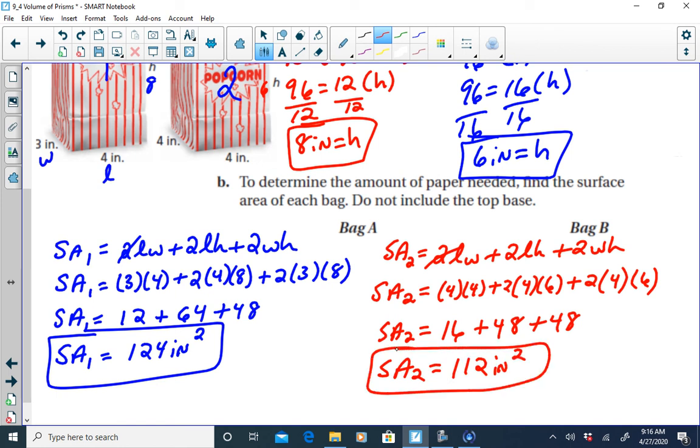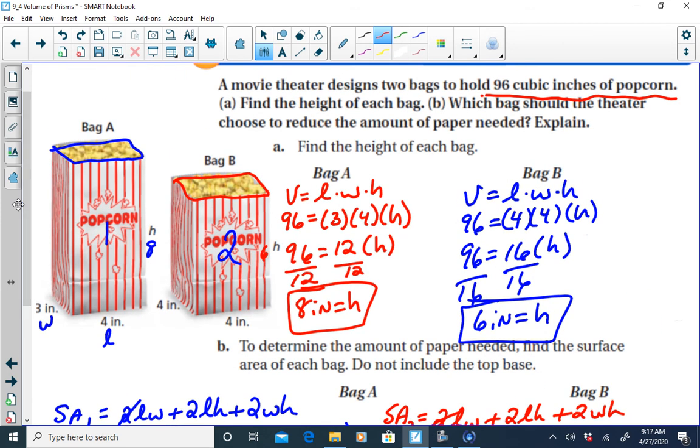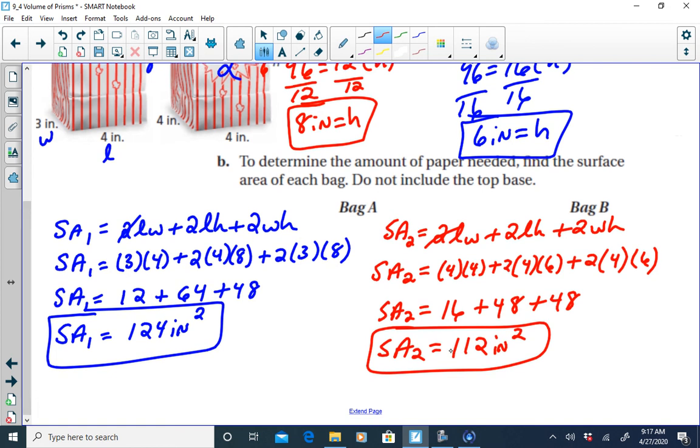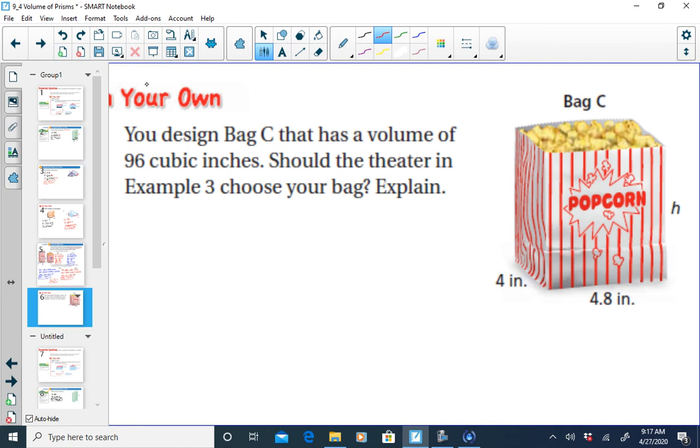So if we are making these bags of popcorn as a company and we want to have a volume of 96 cubic inches for our popcorn, but we want to use less paper for that 96 cubic inches, we would choose bag number 2. So for part B, we want to find bag number 2 because bag number 2 uses less paper than bag number 1 because it has a lower surface area. Okay? All right, last problem.